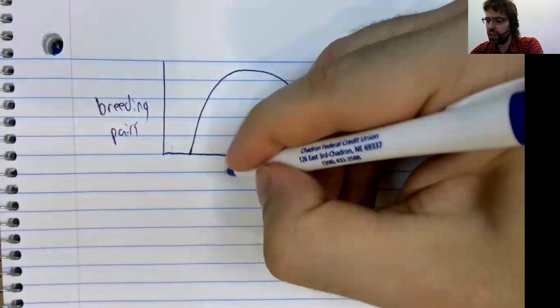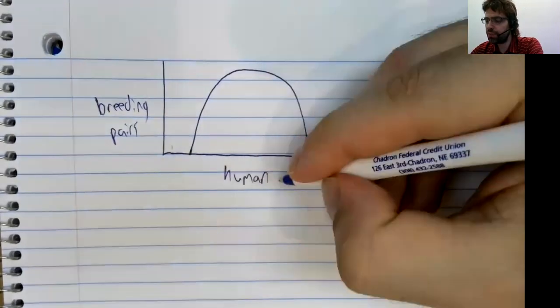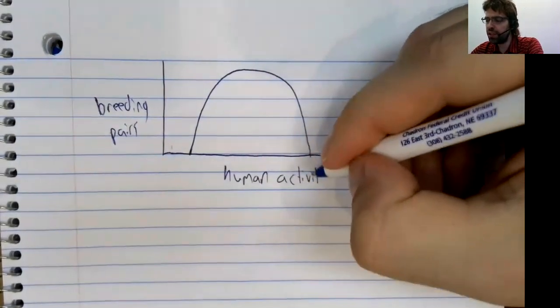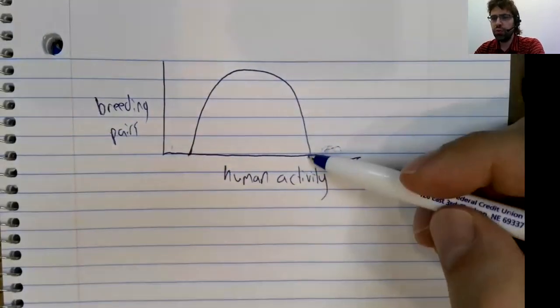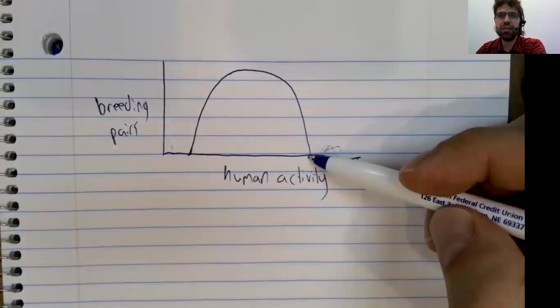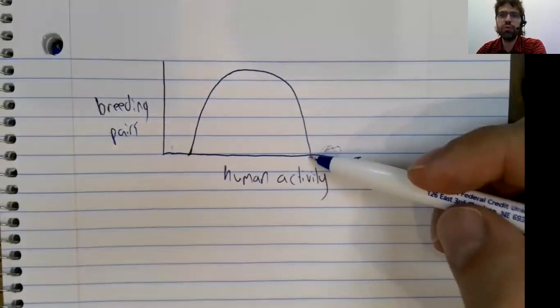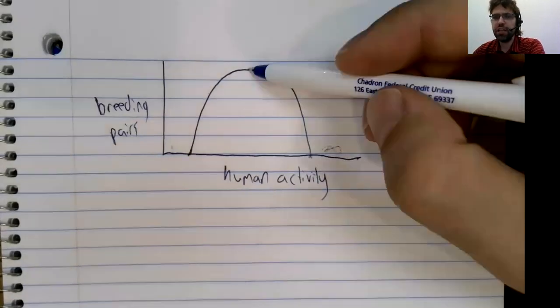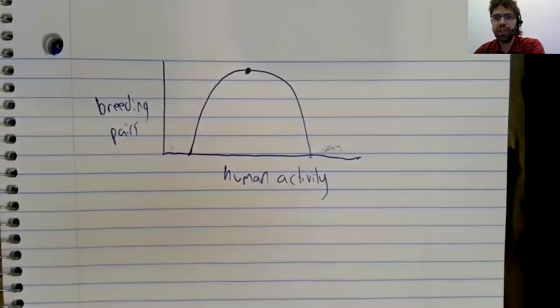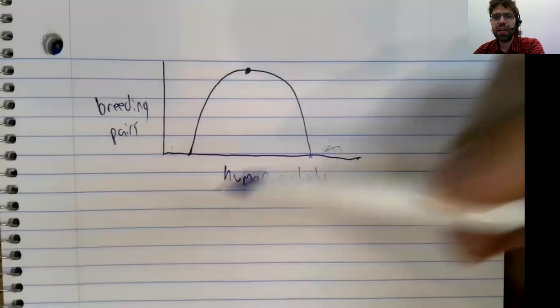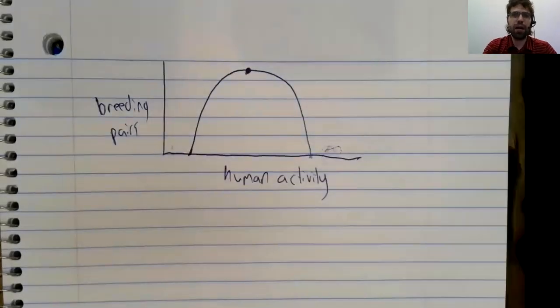Here is the number of breeding pairs. Here is human activity. If there's too little human activity or too much human activity, the sparrow population won't do well. Somewhere in here, there's the sweet spot where the number of breeding pairs is maximized. So let's go back.